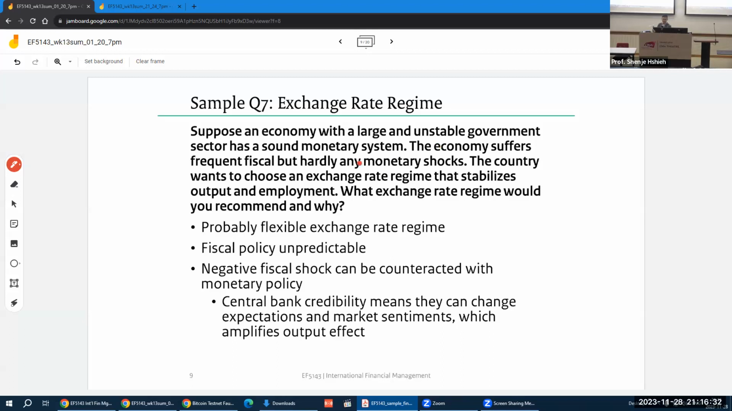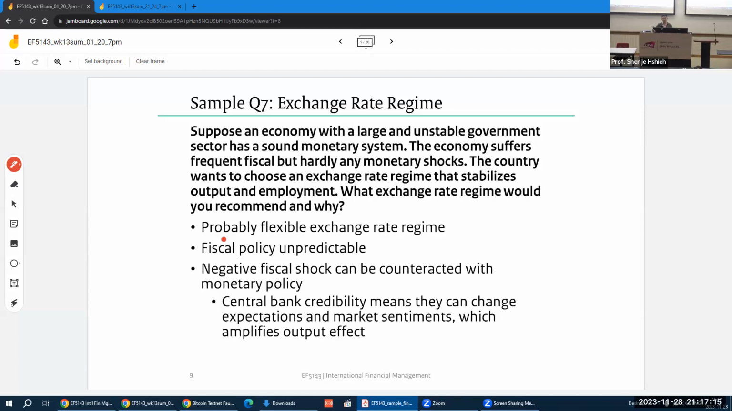So based on my reading of this, I believe the best answer should be a flexible exchange rate regime, because that allows you to use monetary policy to its full extent, right? It has a sound monetary policy, which means it's very credible. It can buy bonds, it can sell bonds and influence interest rates, no problem, right? So if you have that ability, then you should take advantage of it. And adopting a flexible exchange regime gives you that power, right? So fiscal policy unstable, no problem. You just counteract it with your monetary policy.